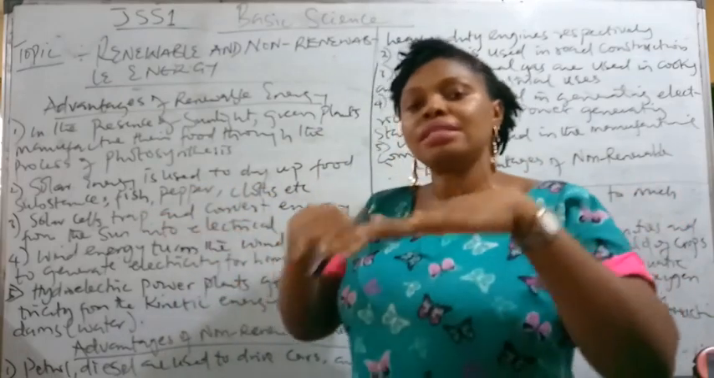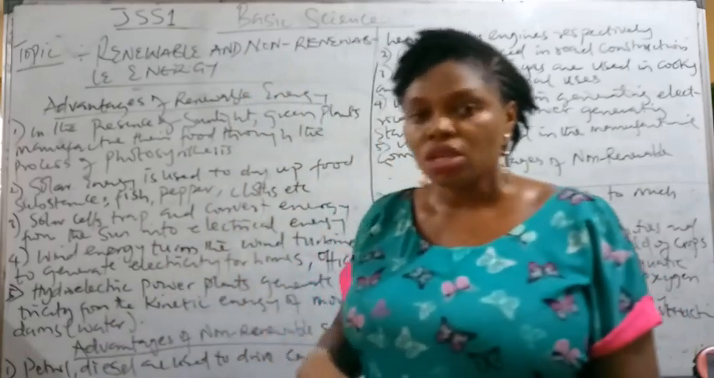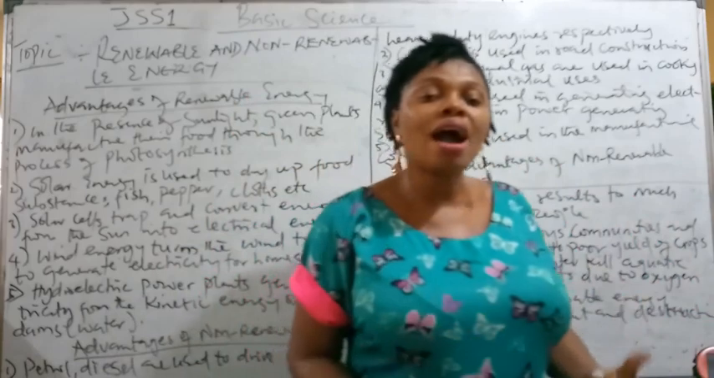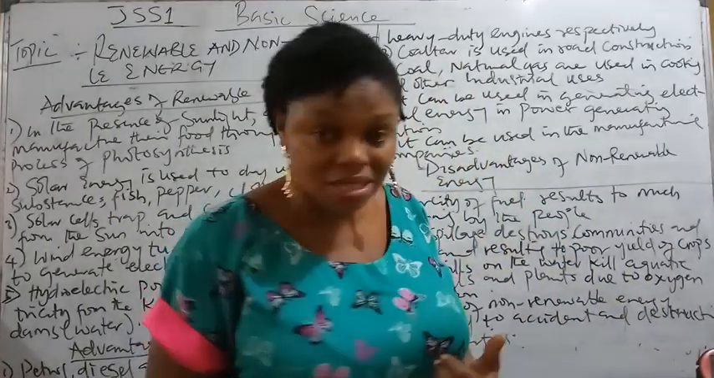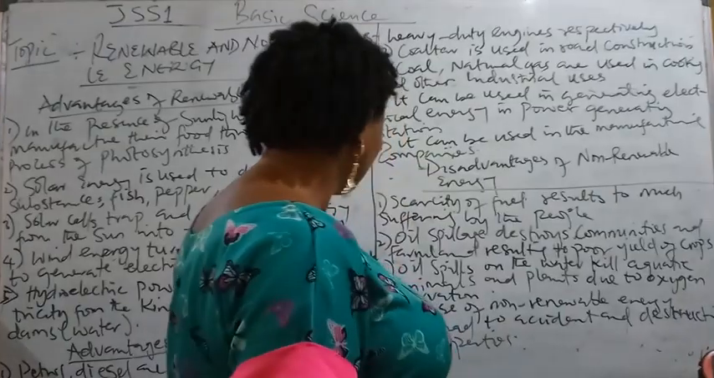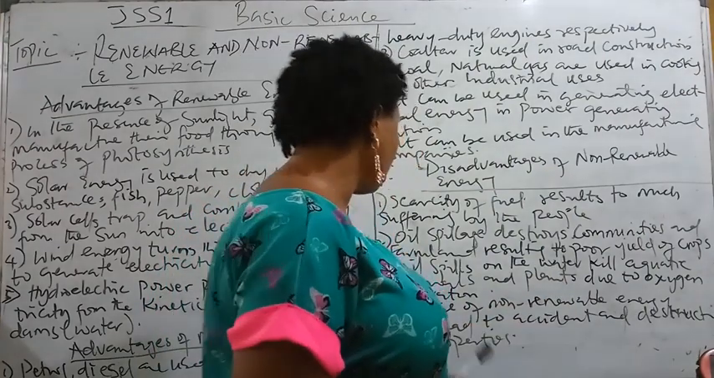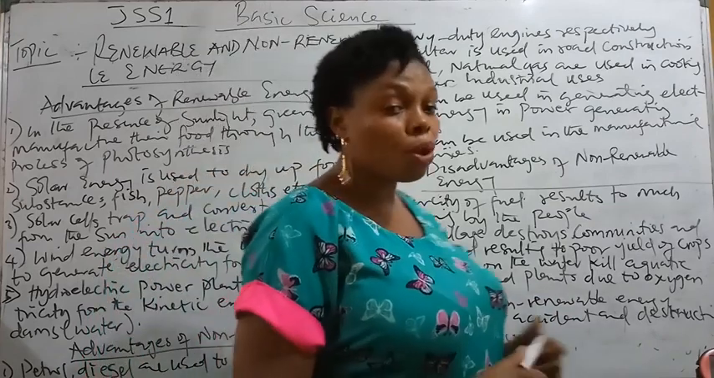When it comes in that situation, oxygen will not be able to penetrate into the water for the aquatic organisms to have air to breathe, thereby causing death in the lives of our aquatic animals. Number four, misuse of non-renewable energy may lead to accidents and destruction of properties.